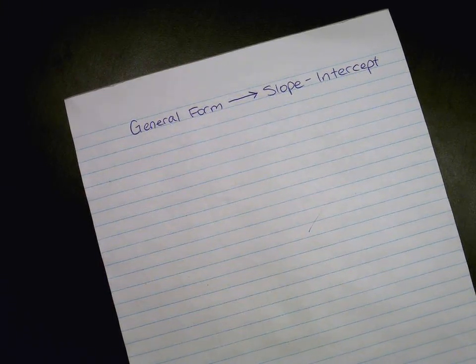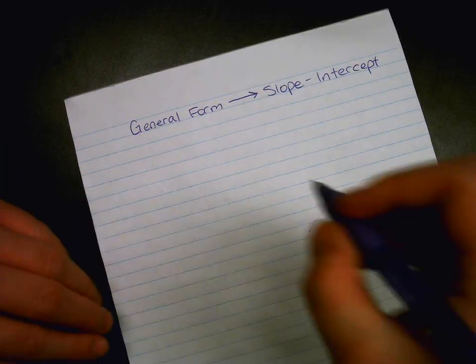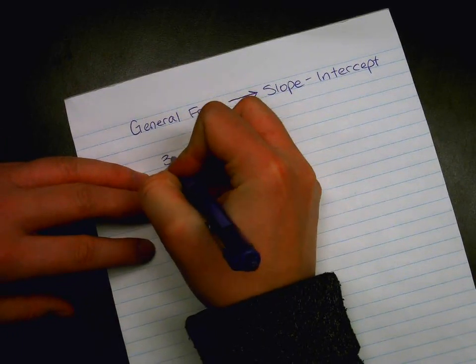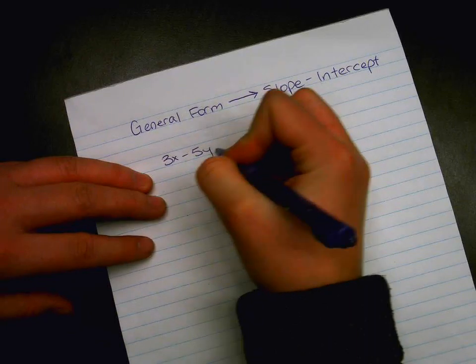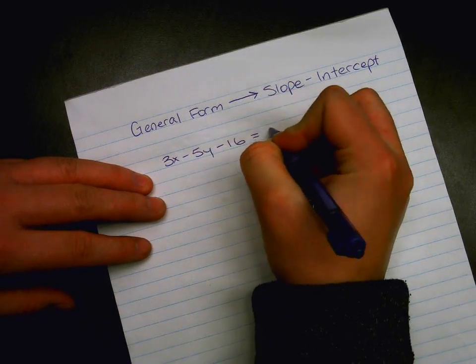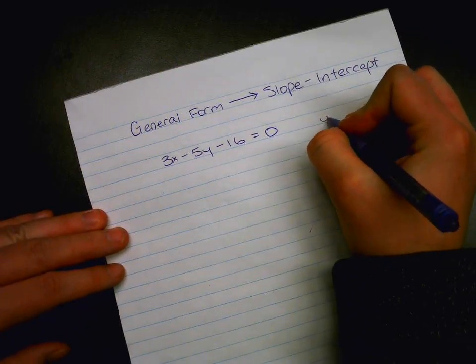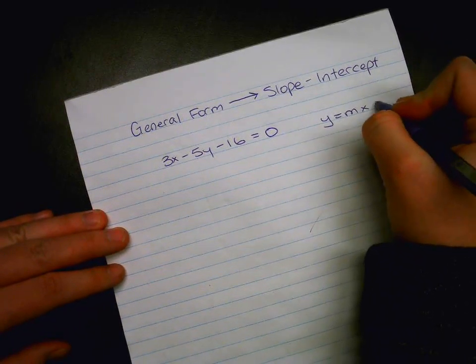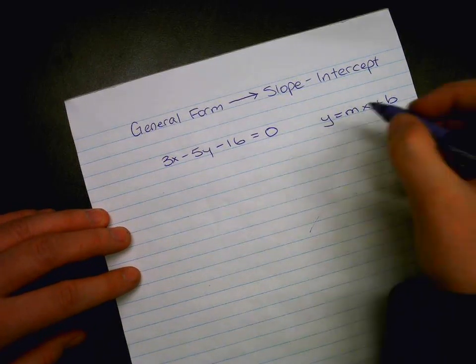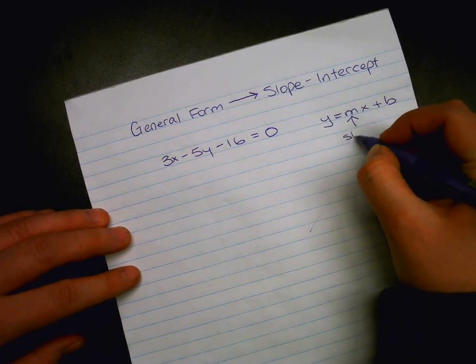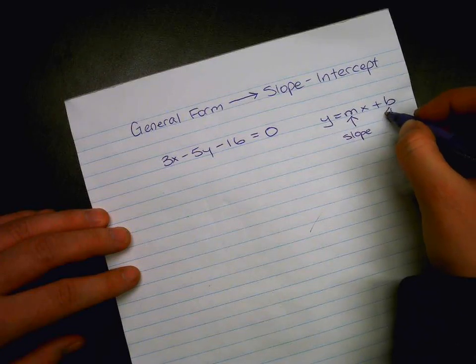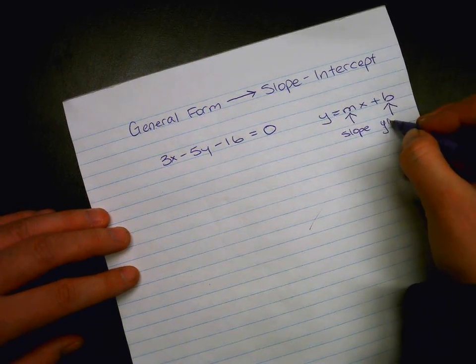This video is how to convert from general form of a linear equation to slope-intercept form of a linear equation. We're going to start with the general form equation of 3x minus 5y minus 16 equals 0. The goal is to get it looking like y equals mx plus b, remembering that m stands for slope and b represents the y-intercept.